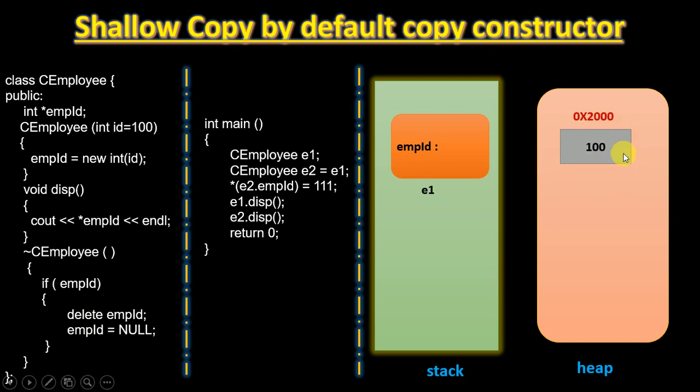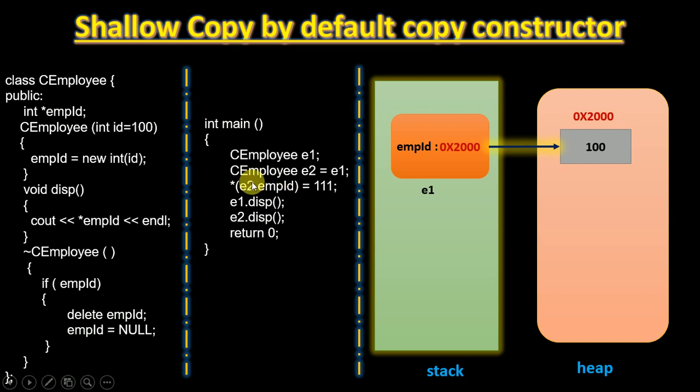This is the heap memory, and this address, 0x2000, will be given to this emp id pointer. Now this emp id is a pointer which is pointing to 0x2000, a heap memory location having the value 100. So construction of CEmployee e1 is completed.